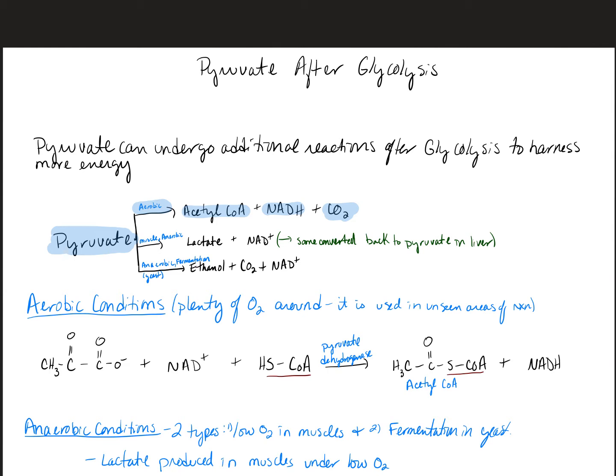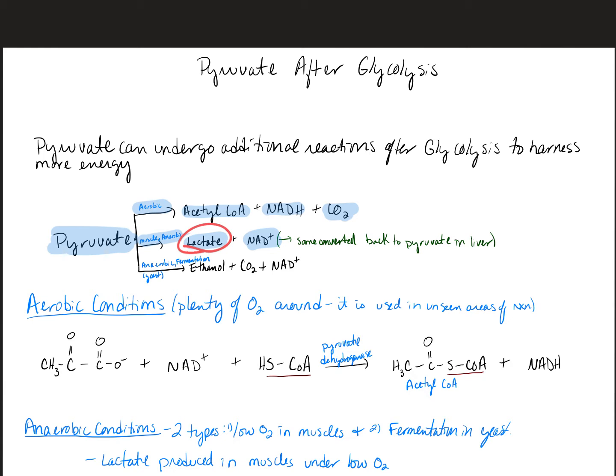So we can also go through an anaerobic pathway and make lactate and NAD+. Well, some of that NAD+ and lactate is converted back to pyruvate in your liver, but that lactate is what turns to lactic acid, and it makes your muscles kind of achy and all that good stuff.